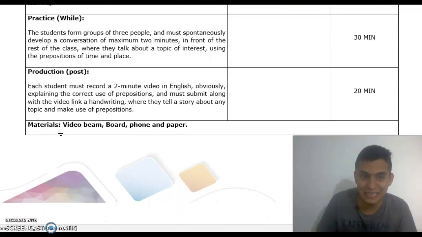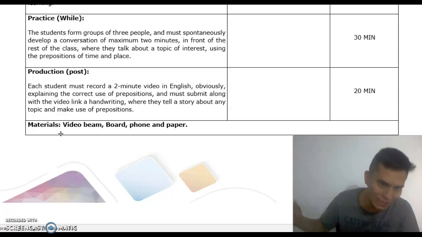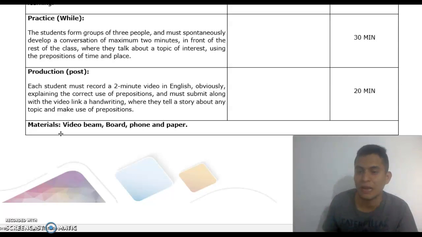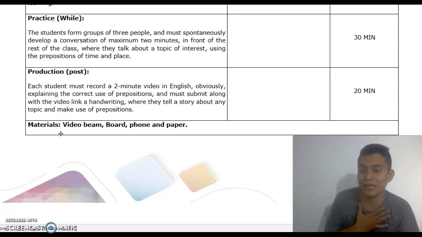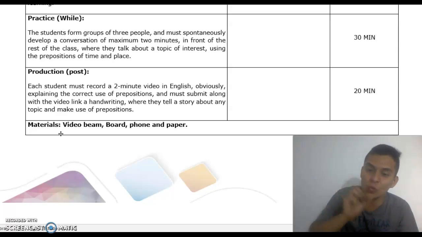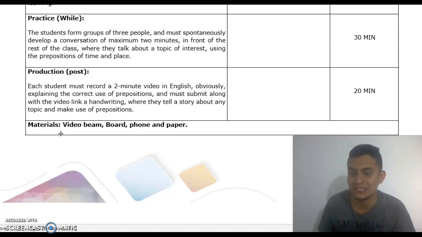At the end, students must record a 2 minute video in English, explaining the correct use of prepositions. They must submit the video link along with a handwritten text, where they tell a story about any topic and make use of prepositions. This handwritten text helps me know how the students write and lets me correct their reading.